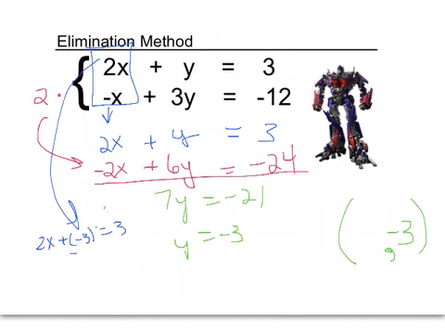Add 3 on both sides. You don't get 0, you get 6. So 2x equals 6, x equals 3. 3 is the answer there.